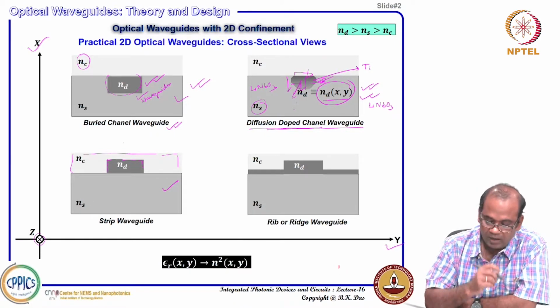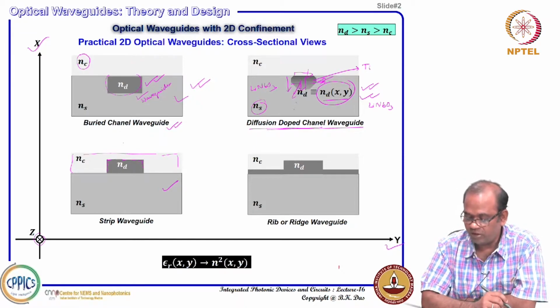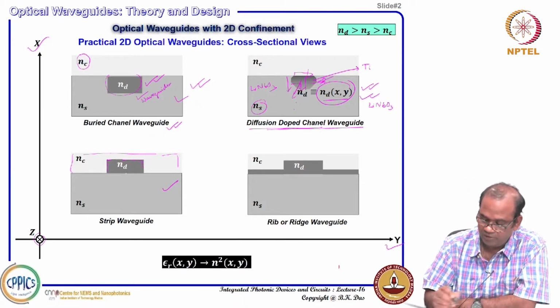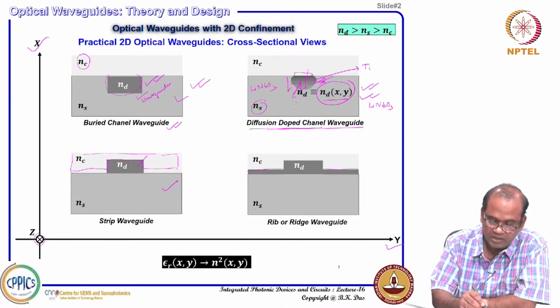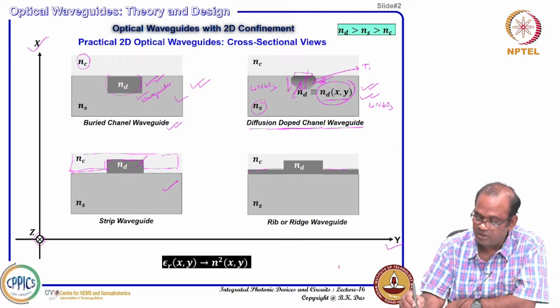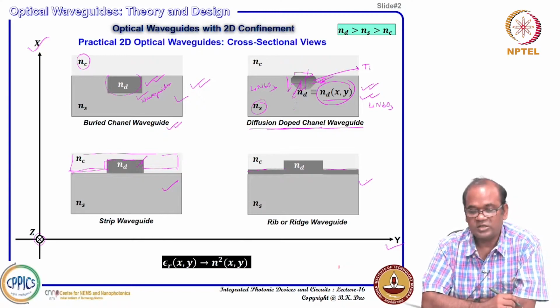And the fourth type of popular waveguide is the same thing, the same ND material is there, the core, and it is on the top of the substrate, but on both sides, for certain application purposes, you leave some material here and you pattern like this. So, that is called rib or ridge waveguide structure.